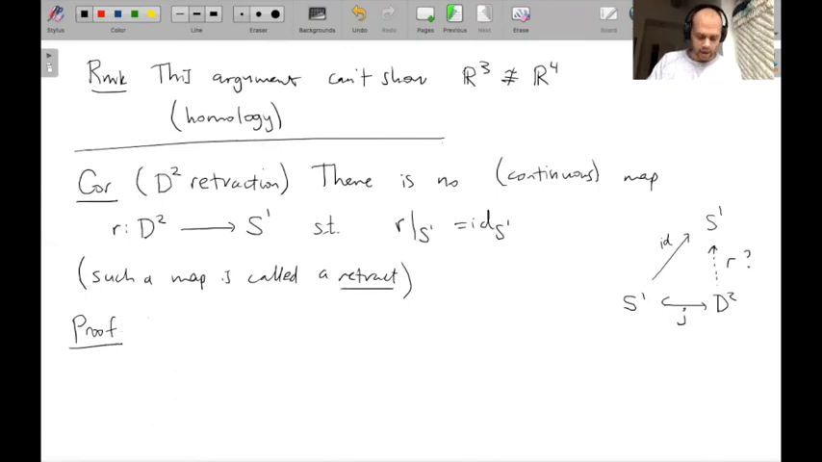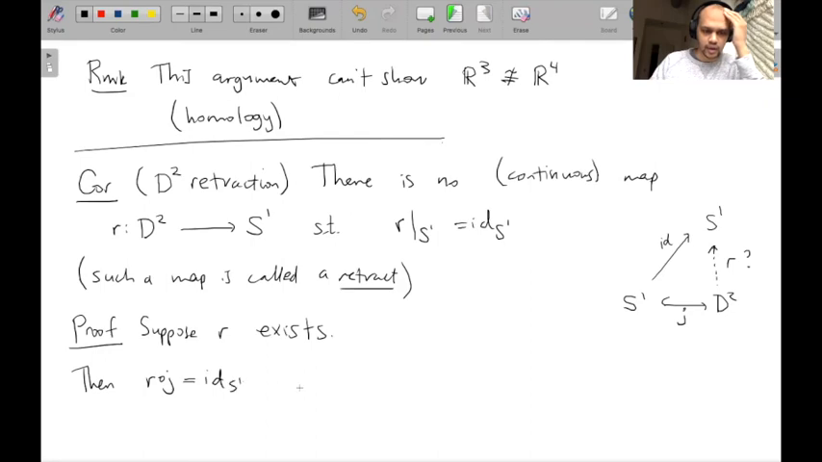So suppose R exists. We're going to do this by contradiction. Then R composed with J, as in this diagram, is the identity on the circle. This means that the induced map on fundamental groups of R composed with J is the identity, or is the induced map of the identity.